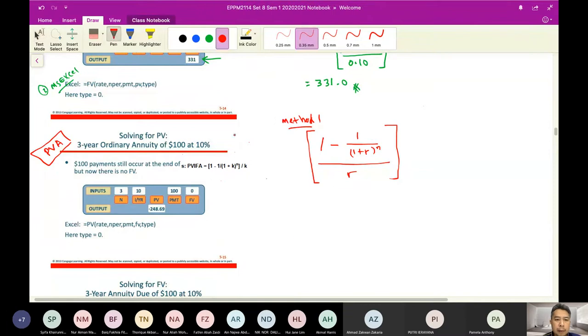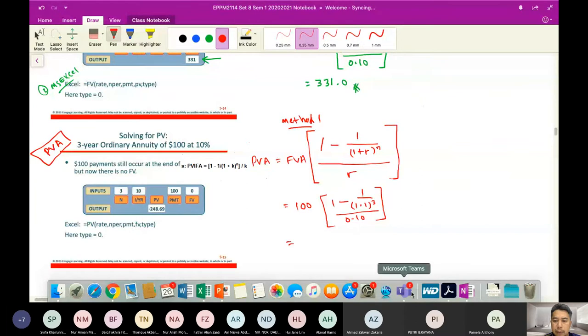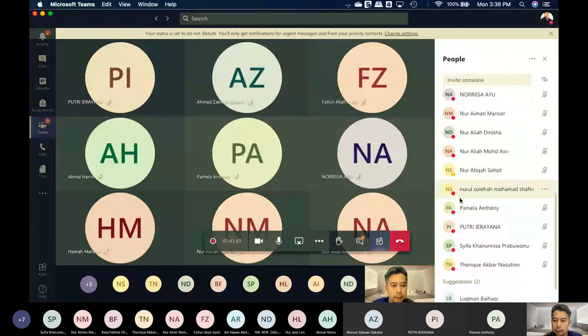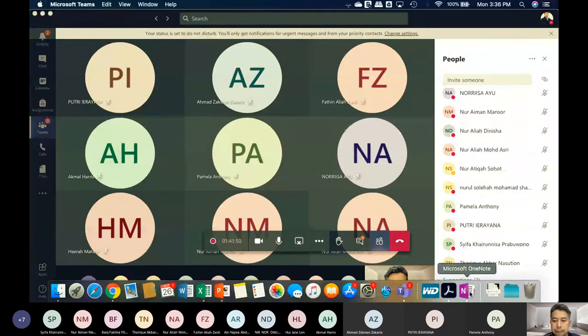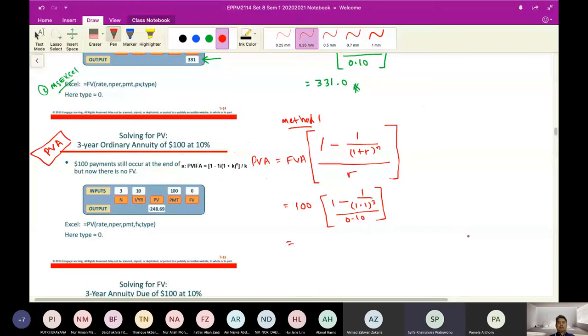So what you need to do is, over here, future value 180. We want to find present value 180. So it is equal to 100 times 1 minus 1 over 1.1 power of 3, divided by 0.10. Siapa nak tolong? Who wants to help me? Shifa, can you help me to calculate this one? Yes, doctor.